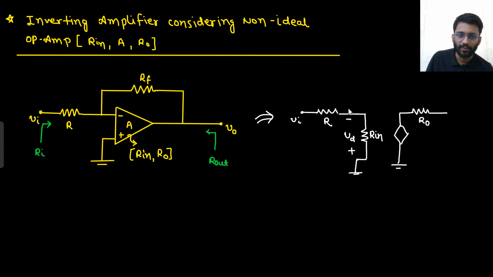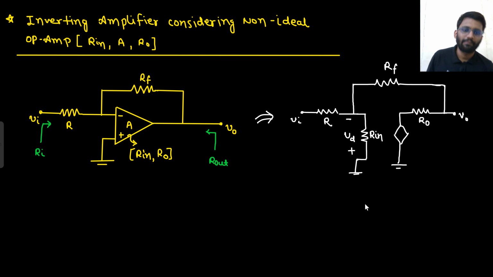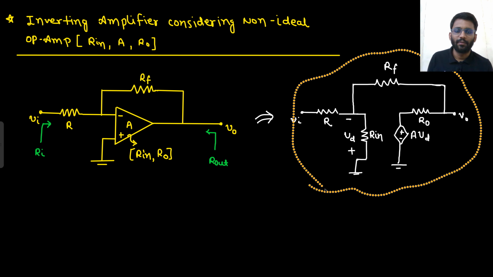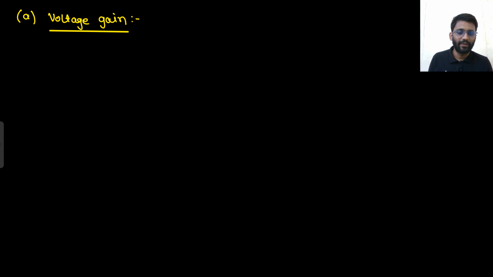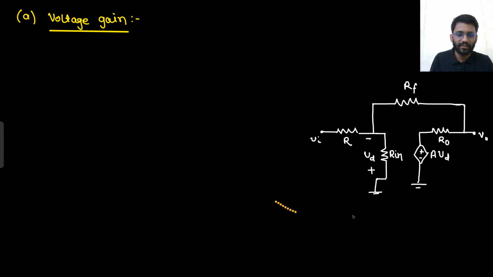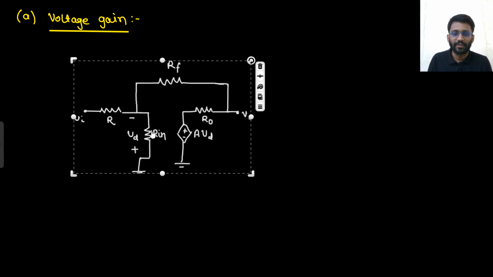This node is VD. From this negative node, there is RF connected. There is RF connected that is going outside of the op-amp, and it is connected to V node. Okay, so A into VD, this is the gain. So this is the way to represent our op-amp. Now we are going to calculate all the parameters, voltage gain and all those things. Now that will be a bit complex. The calculation will be a bit complex, but it is very important with respect to the examination.